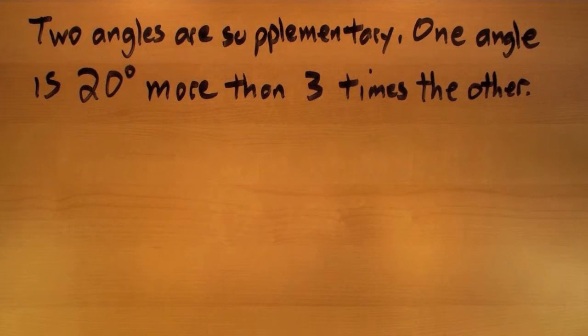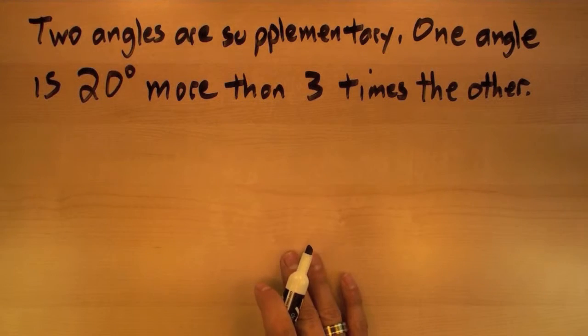So we can then solve problems involving complementary and supplementary angles if we remember what the definitions of complementary and supplementary are. So in this case, we have two angles that are supplementary. So right away we know the two angles we're dealing with in this problem add to 180 degrees. One angle is 20 degrees more than 3 times the other.